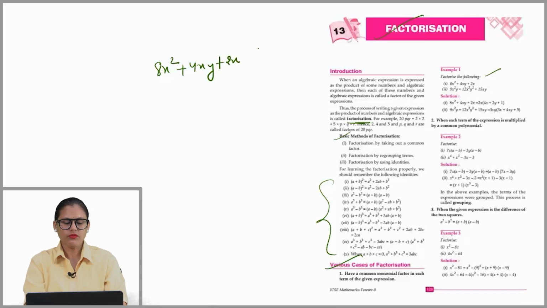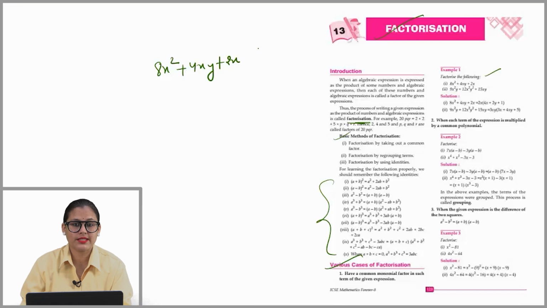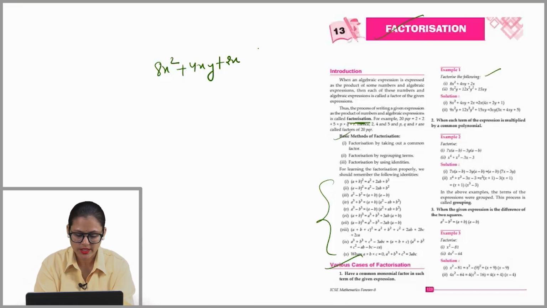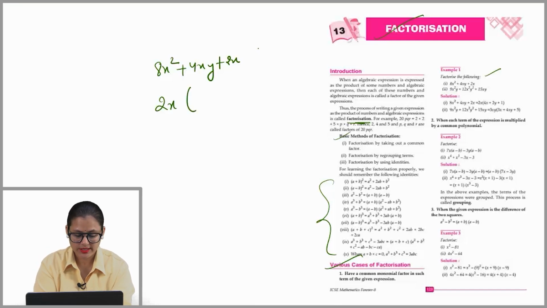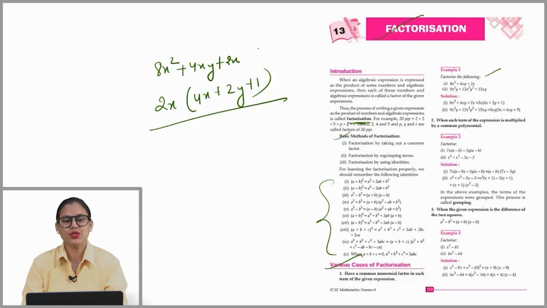So, in this expression, what is the common factor? As you can see here, 2 is common and x is common. So, we will write 2x before the bracket, then here it will come 4x plus 2y plus 1, right. Number 2, when each term of the expression is multiplied by a common polynomial.